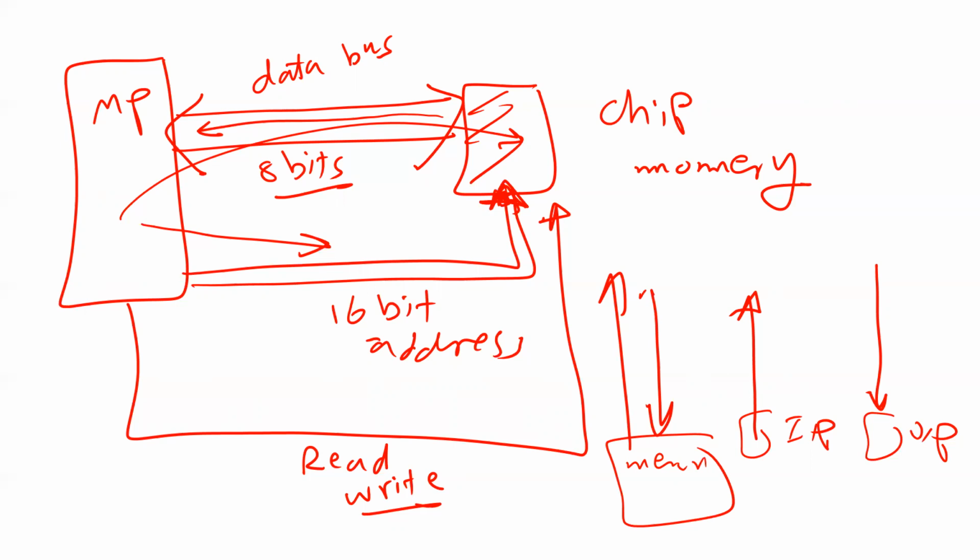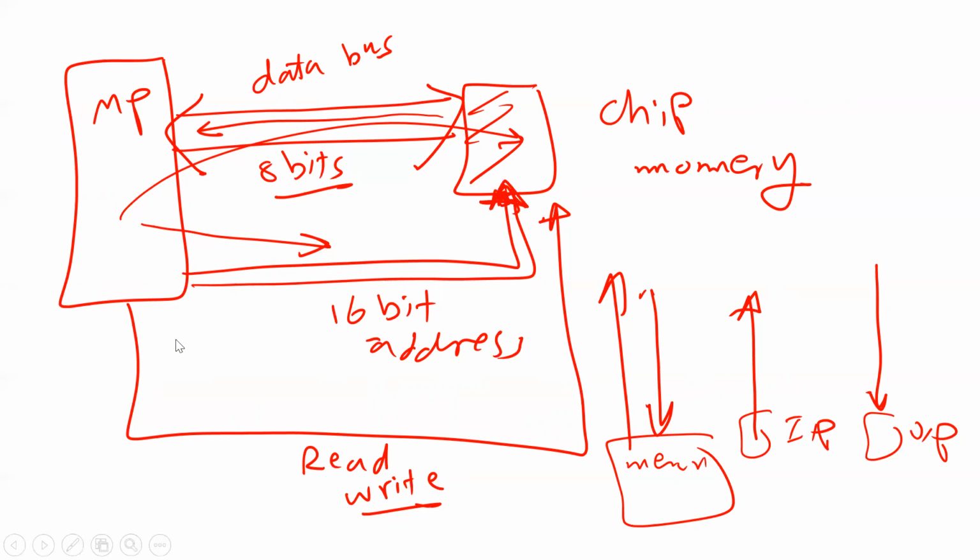Every location is a byte. Every location has a unique number, which is called the address. That's why when you read, you have to read a byte, and when you write, you have to write a byte.